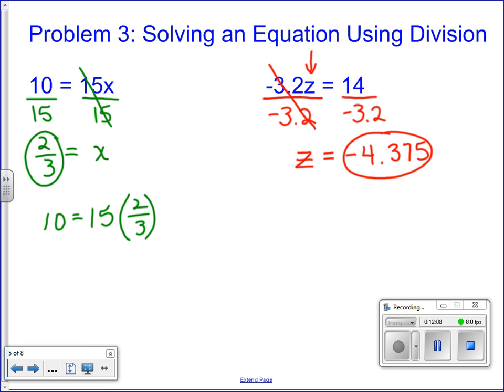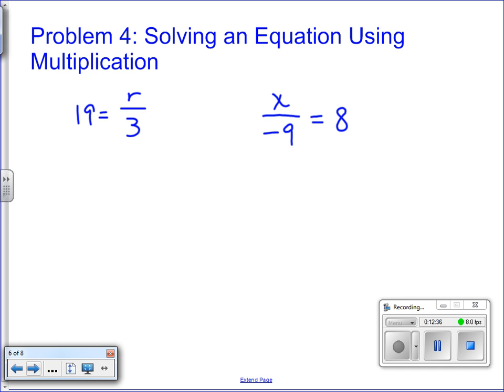Once again, check your answer. We're going to check it by taking our original equation, -3 and 2/10, times z, which is -4 and 375 thousandths, to make sure that we get 14. All right, and another great thing to use your calculator for is to check it.